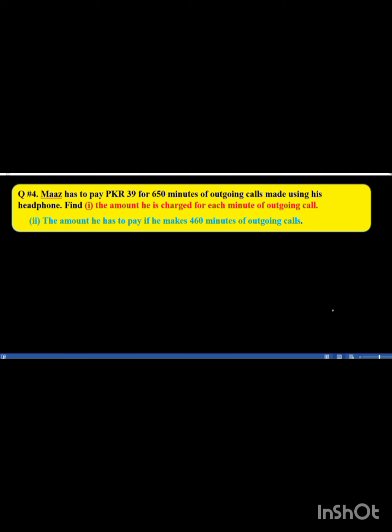Here we have: Maz has to pay PKR 39 for 65 minutes of outgoing calls made using his headphone. Find the amount he is charged for each minute of outgoing call. That's quite easy. So Maz has to pay PKR 39 for 65 minutes. So per minute, how much does he have to pay?